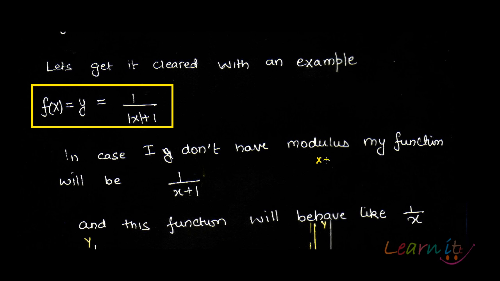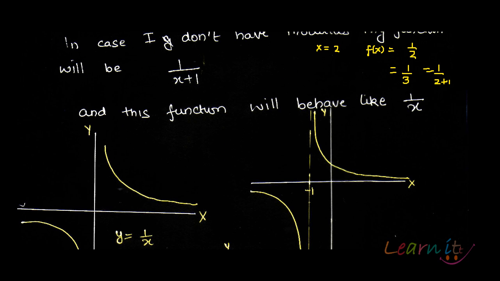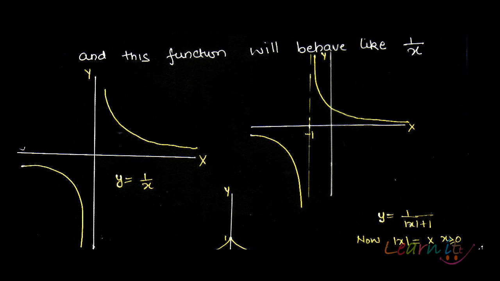I'm trying to say that, say, if x equals 2, then my function f(x) equals 1 upon 2. Now, what will happen is that my denominator is getting increased by 1. So this time my function will equal 1 upon 3 instead of 1 upon 2, because this will equal 1 upon 2 plus 1 in the denominator. But the behavior of the function will be similar.